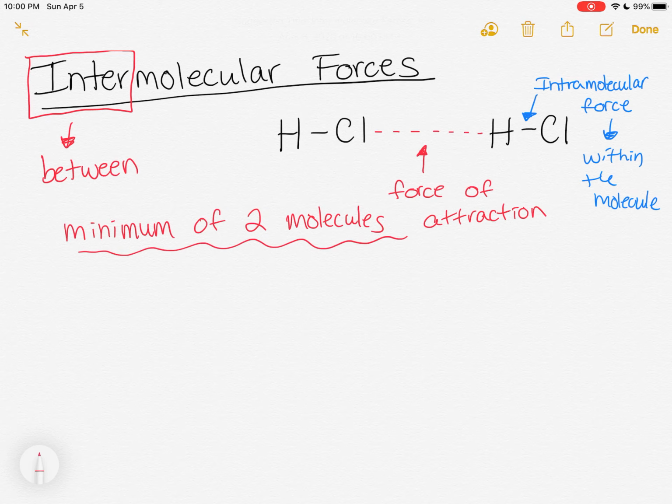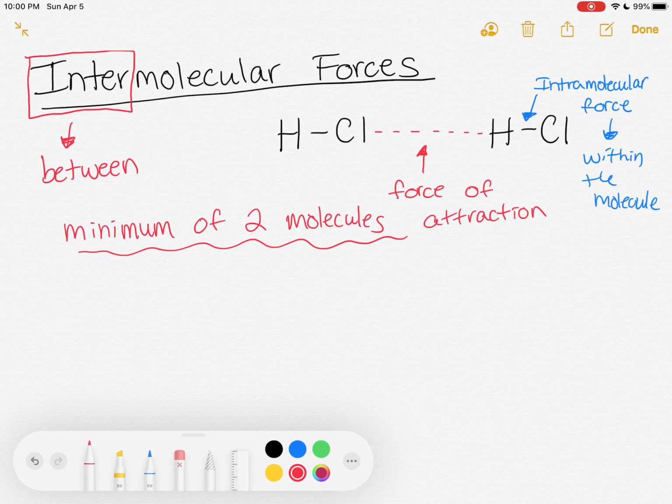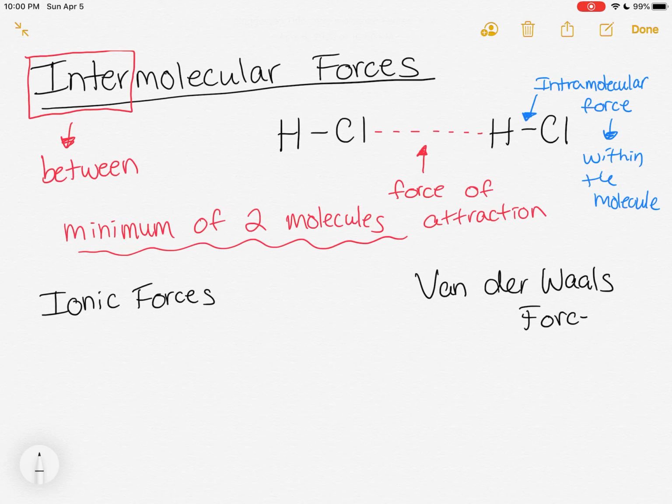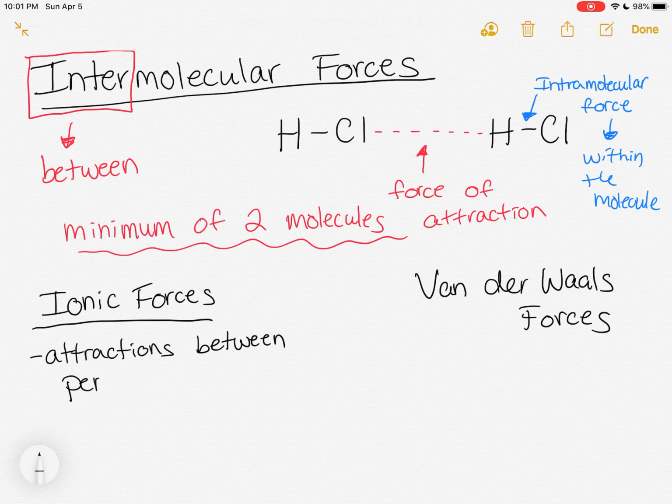Now, there are actually 2 different types of intermolecular forces. So the 2 different types are ionic forces and van der Waals forces. So we're going to start with ionic forces, and we're going to come back to those van der Waals forces. So these are the 2 different types of intermolecular forces. So ionic forces are attractions between permanent charges.